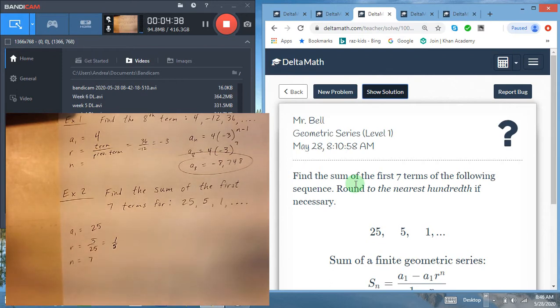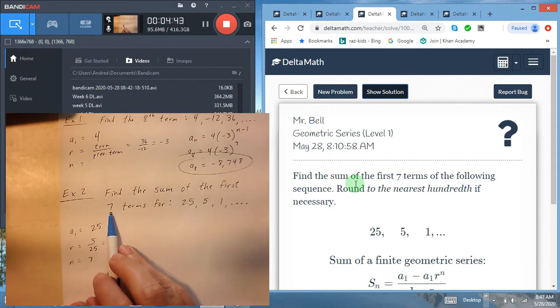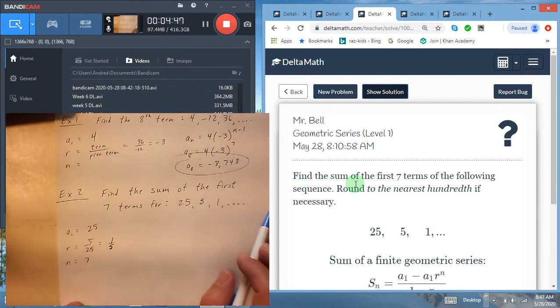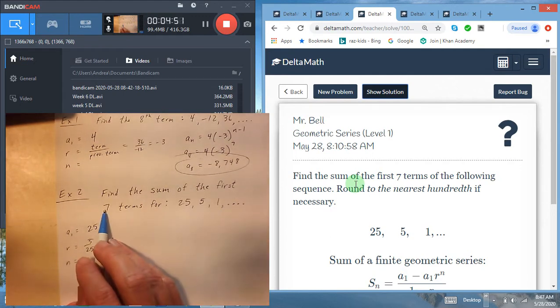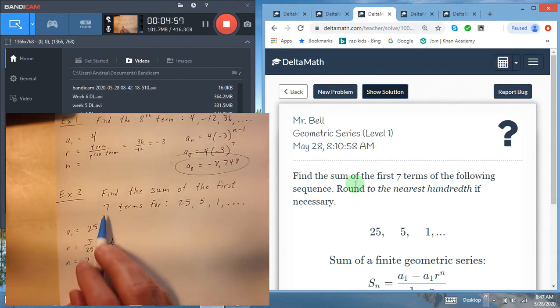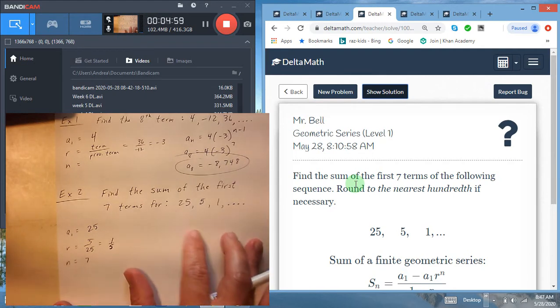Now, sure, there's one long, manual way you could do this. We have 3 terms. Can I find the next 4 and then add them together by just multiplying by 1/5? Sure, you could do that. But as this number gets bigger and bigger, that's going to be a longer and longer process. So our sum formula is something that we definitely want to make sure we know how to use.